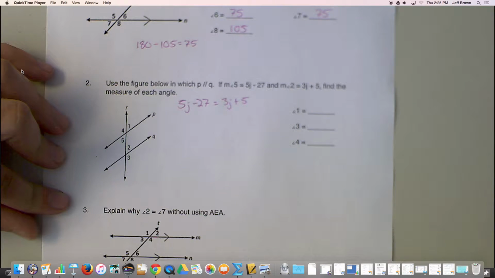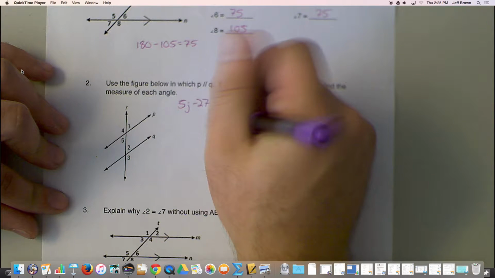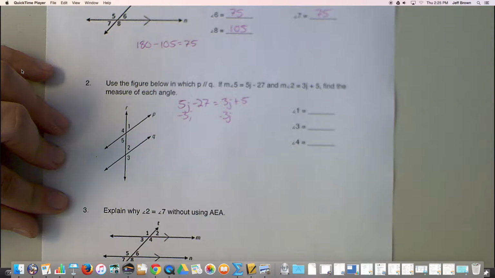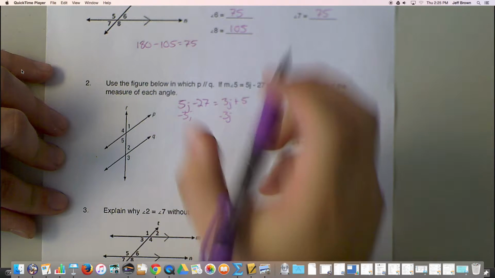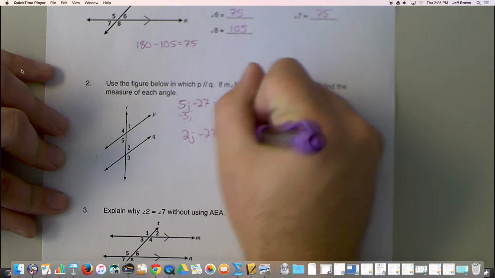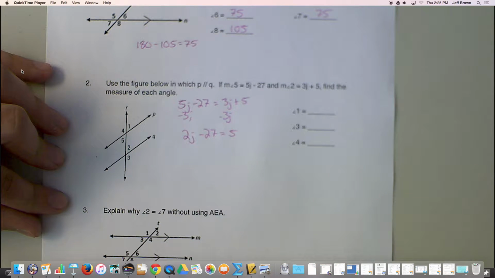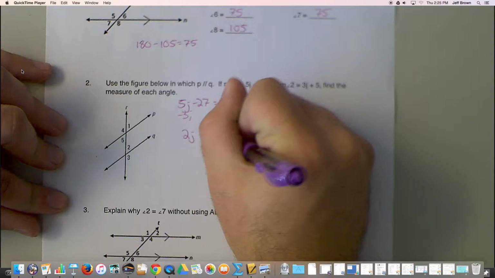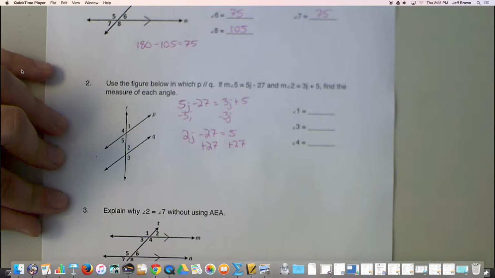So to do that, there's a couple different routes you could go. I'm going to subtract the 3j first. So 5j minus 3j is going to give me 2j. And I have the minus 27 is equal to 5. Now I need to go ahead and get that 27 to the other side, and to do that I add it to both sides. So I add 27 to both sides.